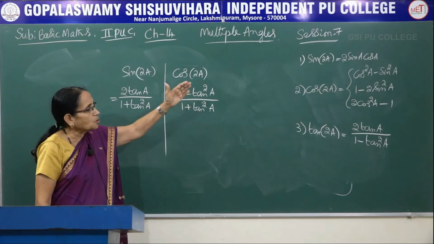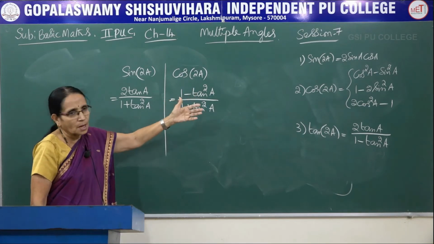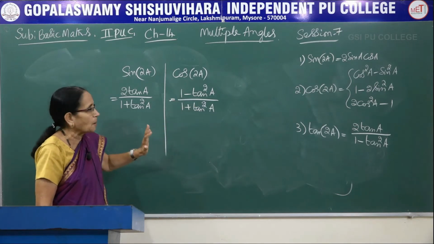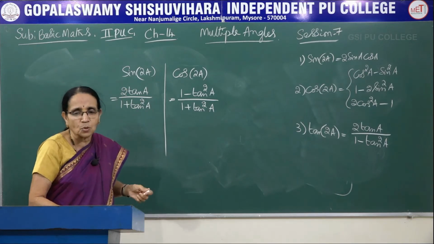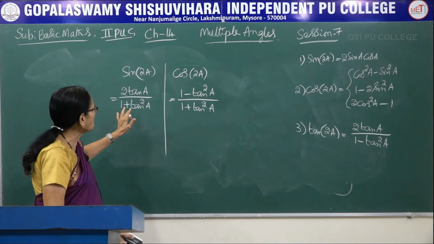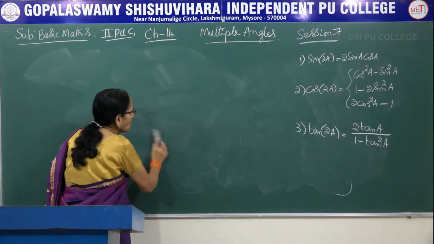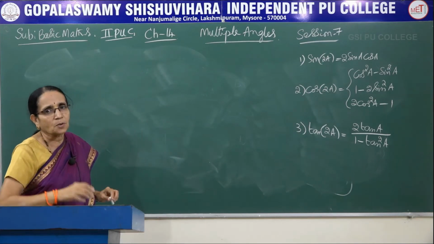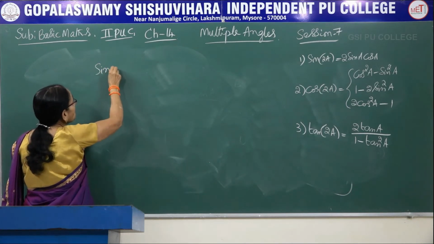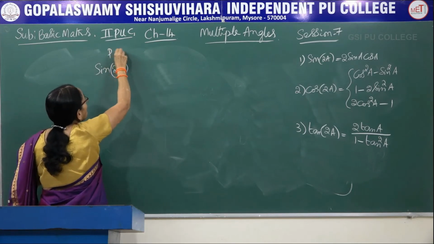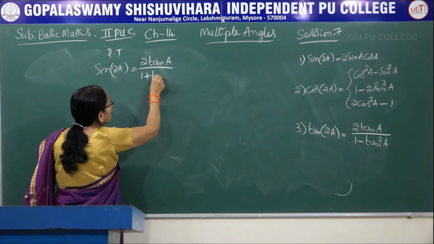So for sin 2a we used only sin and cos. For cos of 2a, sin and cos both, and tan of 2a purely in terms of tan. In these two formulas, both sin 2a as well as cos of 2a can also be expressed using the tan ratio. So that is our next problem. Even these two can be expected for a 2-mark question. They ask you like this: show that or prove that sin of 2a is equal to 2 tan a divided by 1 plus tan square a.